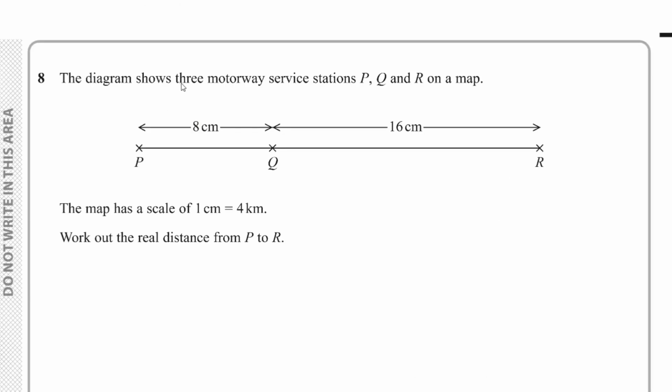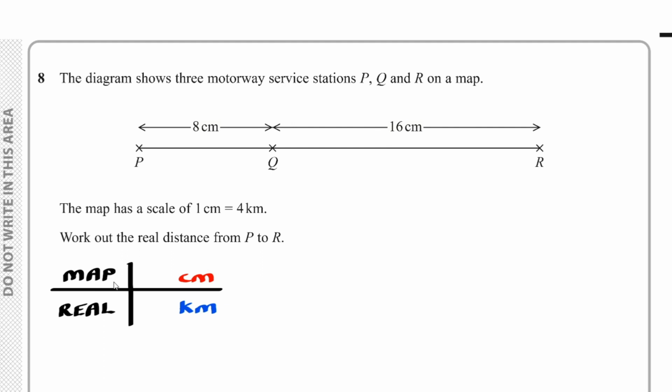Question number 8. The diagram shows 3 motorway service stations P, Q and R on a map. P to Q is 8 centimeters, Q to R is 16 centimeters. The map has a scale of 1 centimeter equals 4 kilometers. We have to work out the real distance from P to R.